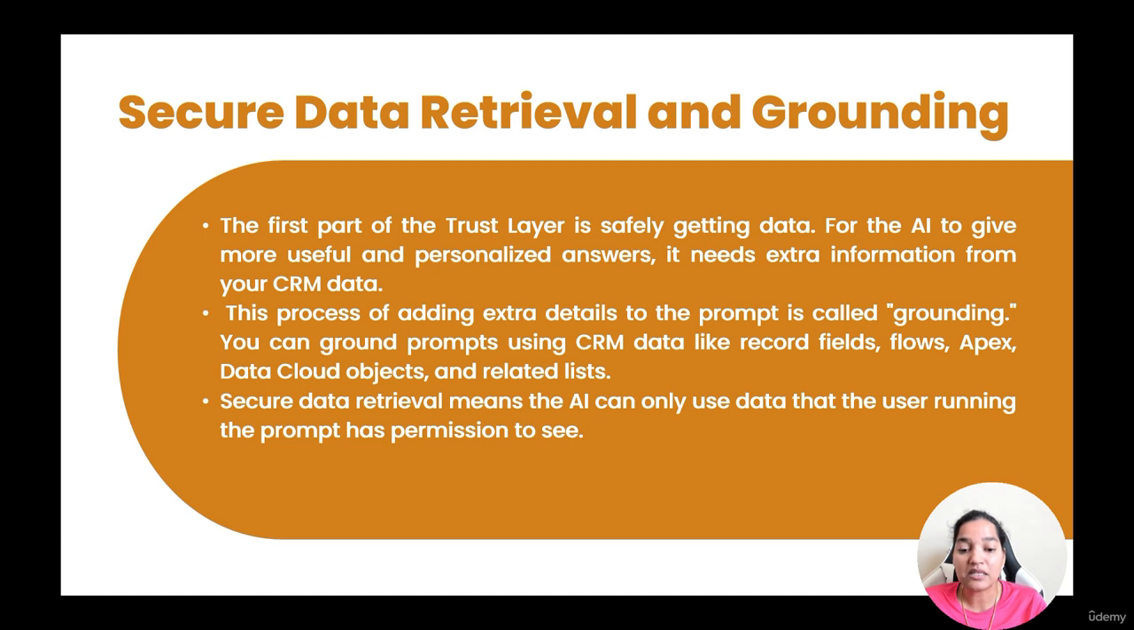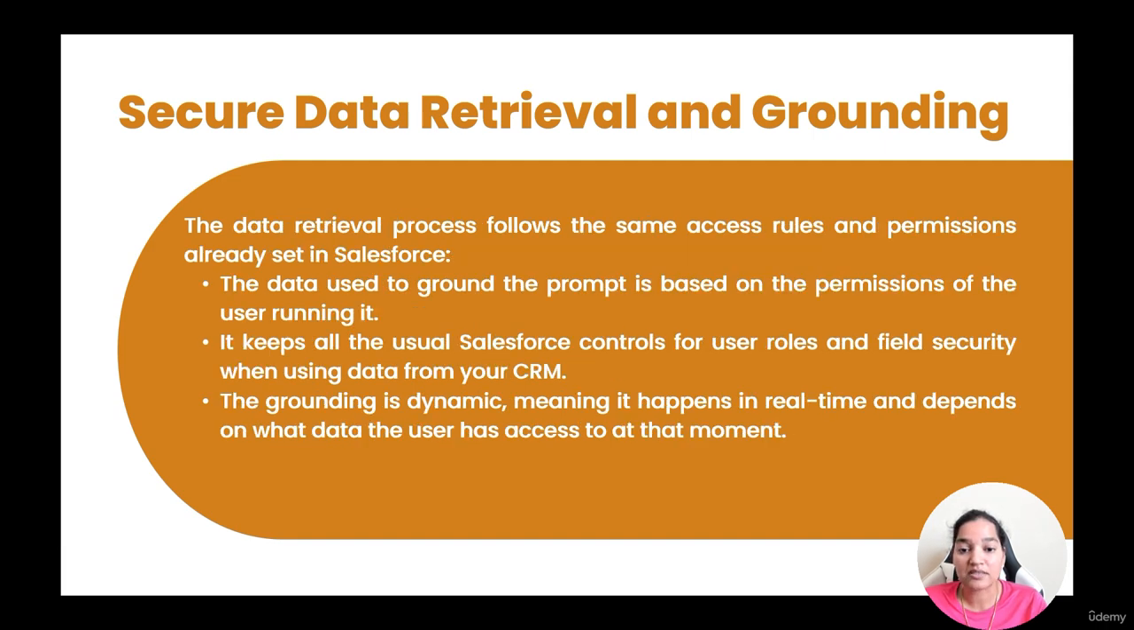Secure data retrieval means the AI can only use data that the user running the prompt has permission to see. So only that data which you have the permission to see will be the data AI will be able to use. So the retrieval of the data will happen very securely. It will depend on what permissions the user has access to. The data retrieval process follows the same access rules and permissions already set in Salesforce. So this retrieval process of fetching the data will have the same rules and permissions which are set in Salesforce. The data used to ground the prompt is based on the permissions of the user running it.